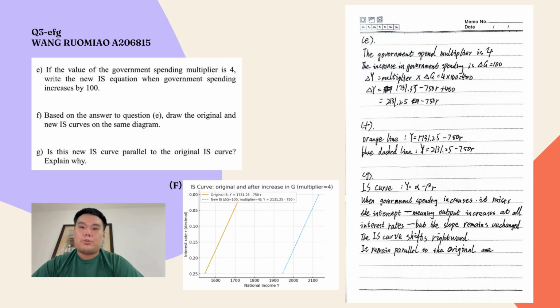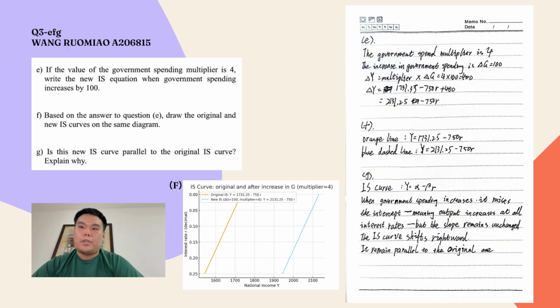The blue line is Y equals 2131.25 minus 750R. For part G, part F is as shown in the figure.